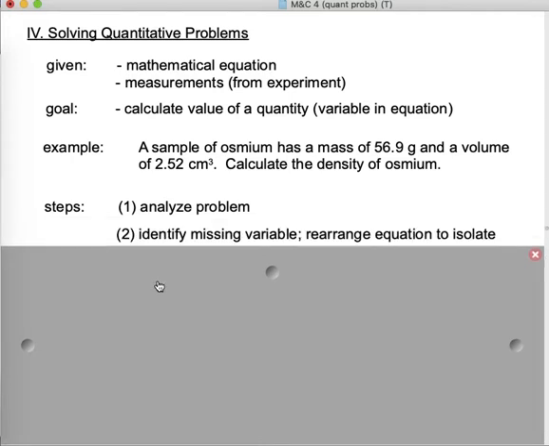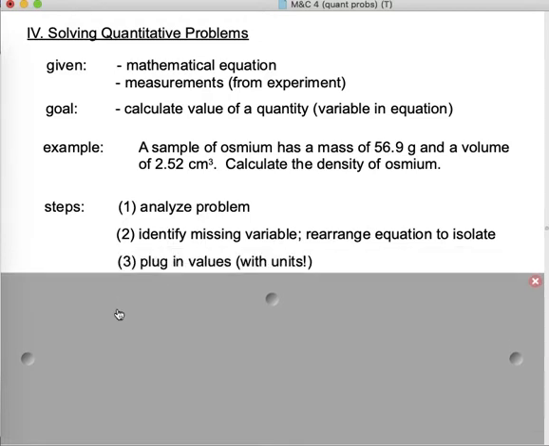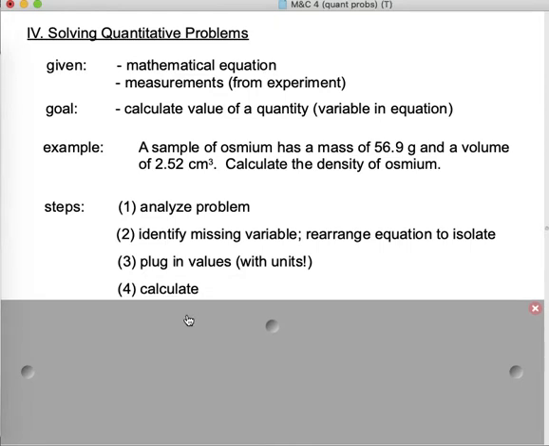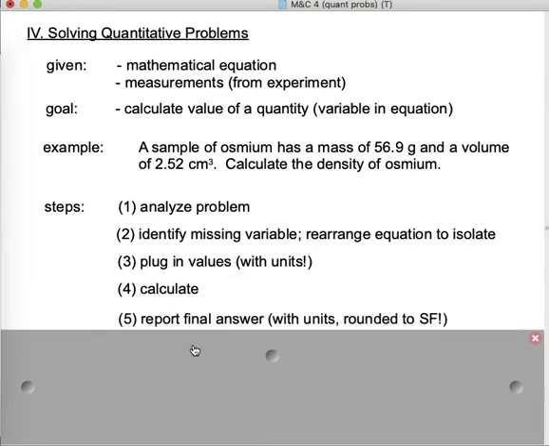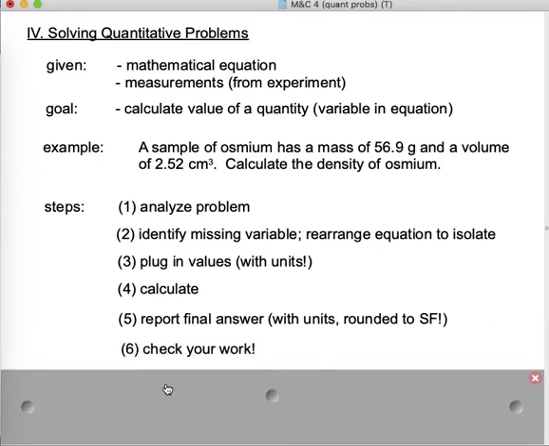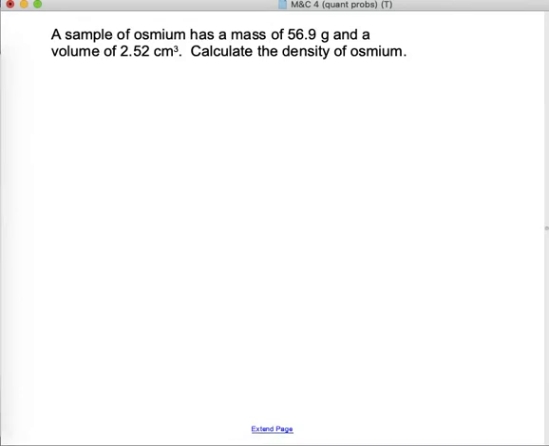Number 2, identify the missing variable and rearrange the equation algebraically to isolate the variable. Only after you have rearranged to isolate the variable you're trying to solve for should you plug in the values you're given with units. Perform the calculation on your calculator. Report your final answer with the correct unit, rounded to the correct number of significant figures, and then finally, go back and check your work. It never hurts simply to repeat the calculation just to make sure you didn't plug the numbers in incorrectly. So, let's do this problem.